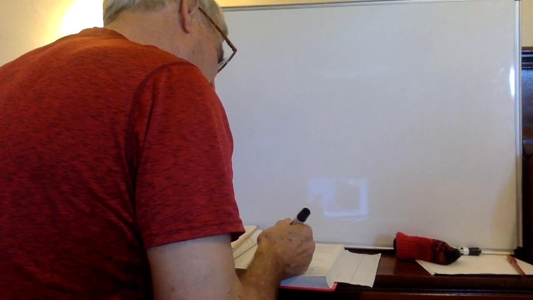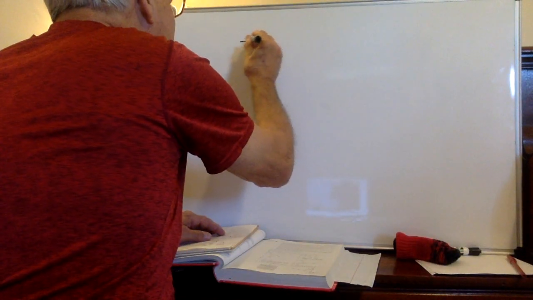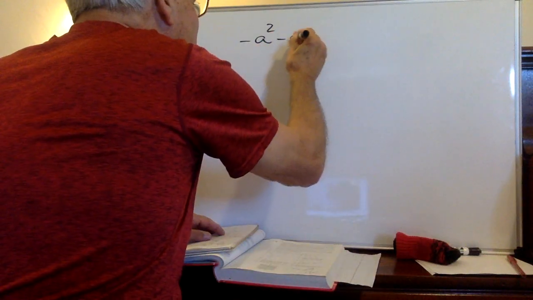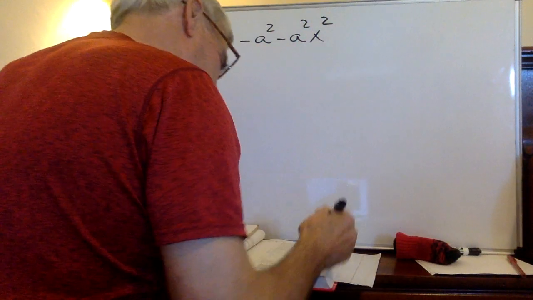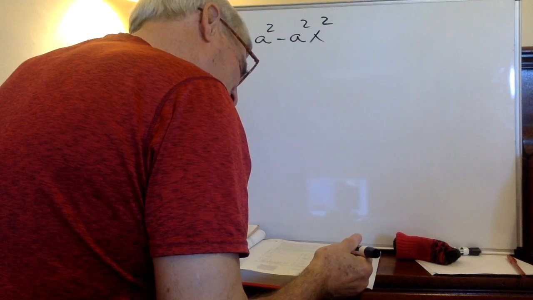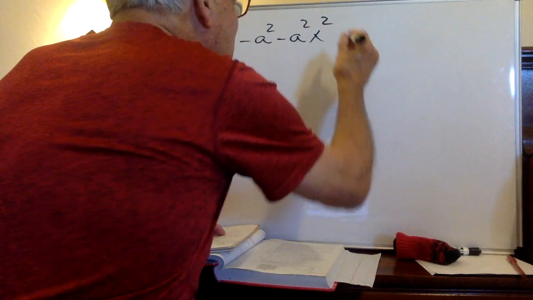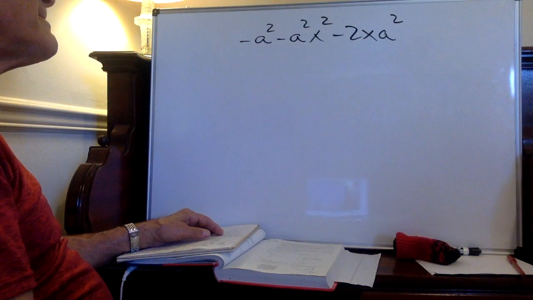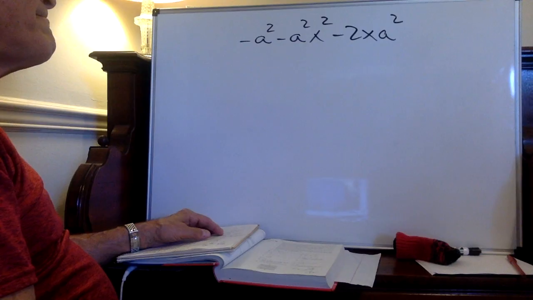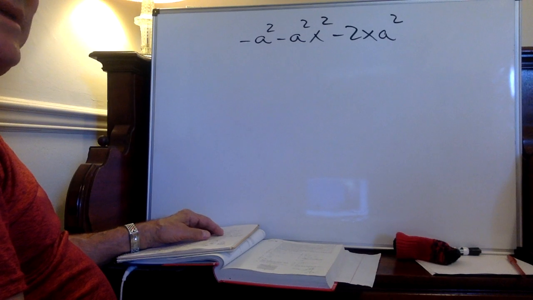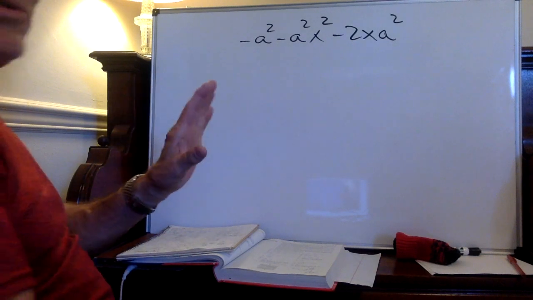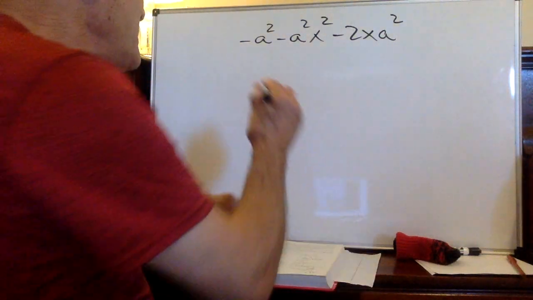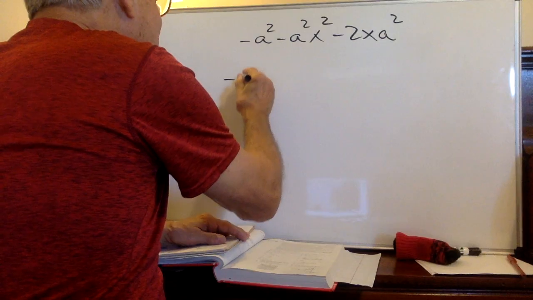Number 13 is also a factoring problem: minus a squared minus a squared x squared minus 2x a squared. I would recommend, and again, there's a couple ways you can do this problem, since all the terms are negative, to bring out a negative a squared.